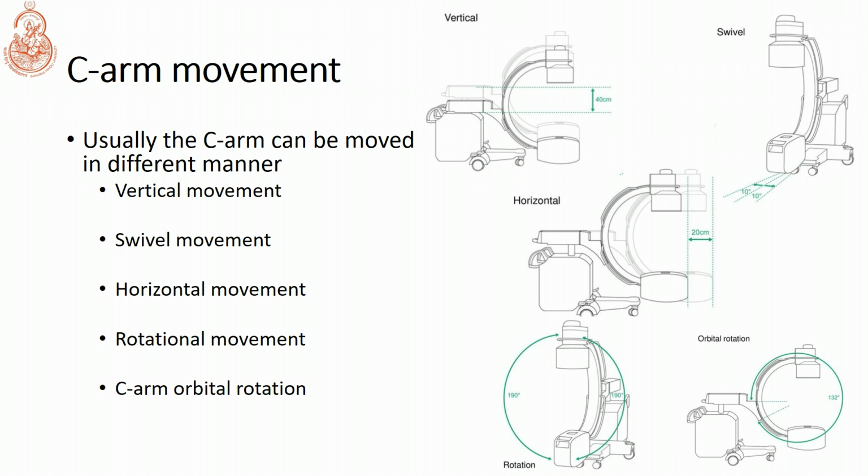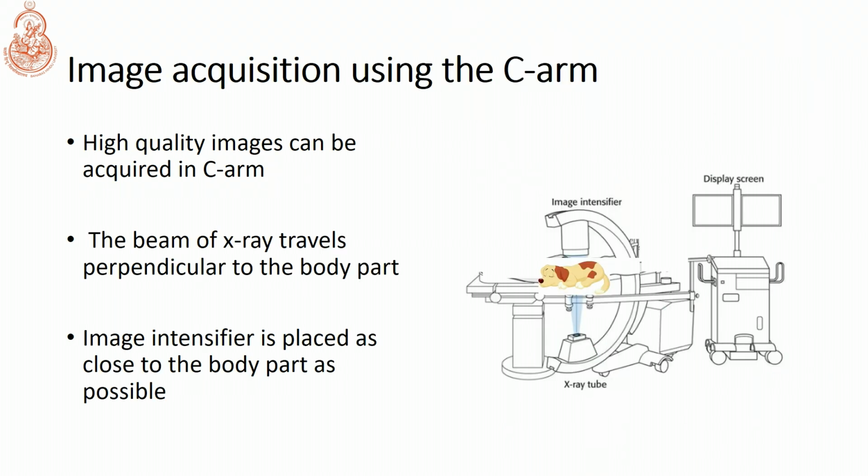Along with that, the C-arm orbital rotation is also possible, which means that the C-arm itself, which is there in the extreme right bottom picture, you can see that the C-arm orbit can also be rotated.